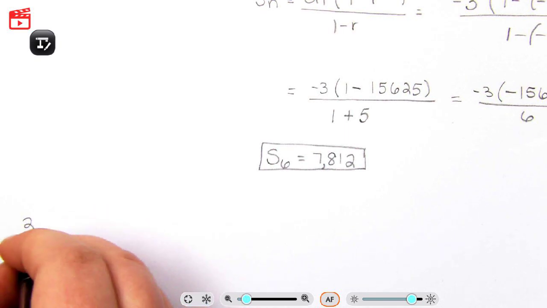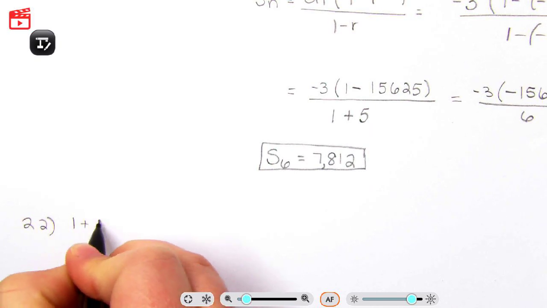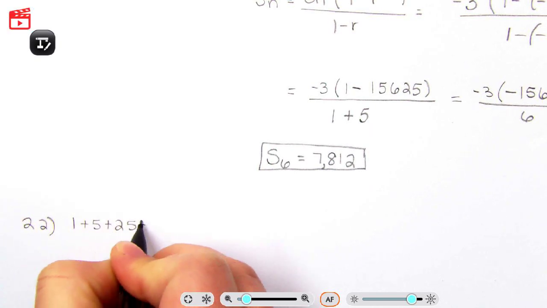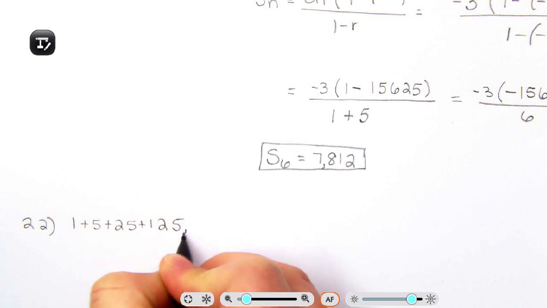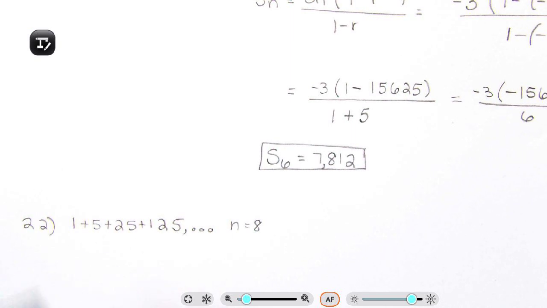Okay, number 22. Again, it's giving us a series 1 plus 5 plus 25 plus 125, dot, dot, dot. When we know n is 8, we know that it is finite. So then we have a sub 1 is 1. We don't need a sub n. I shouldn't have written that down. Okay, sorry about that. We need r, common ratio, and we know that n is 8.